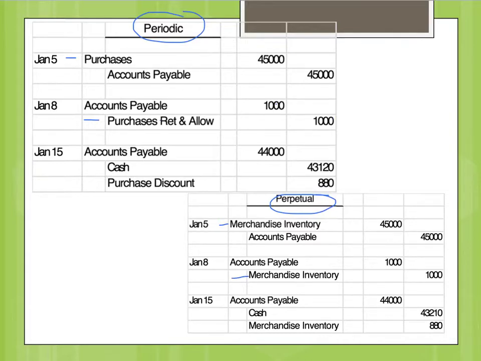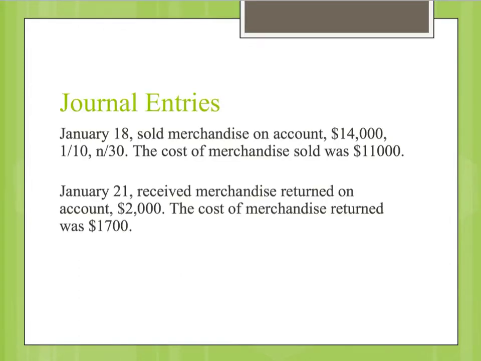On January 15th, we paid within the discount period. In the periodic system, we use the Purchase Discounts account for our discount. And of course, under perpetual, we had only used Merchandise Inventory. Let's take a look at the next 2 transactions, followed by the 2 journal entries.